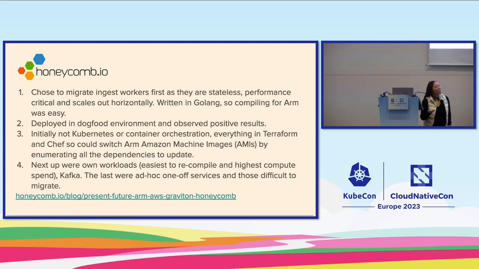And then next up were the workloads that they wrote themselves, because they're easiest to control, and Kafka. Over time, they basically just went through that long list, and the last ones they did were the ad hoc one-off services. Once they got to that point, they decided, if we're going to go this far, are we ever going to go back to x86? Because it does add complexity to have to deal with both. And they decided no. So they said, okay, we're going to switch 100% to ARM and just focus on those.